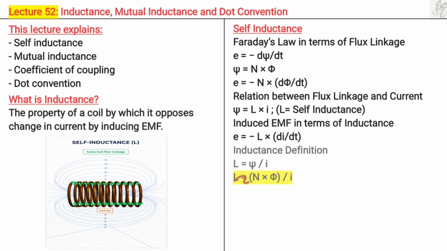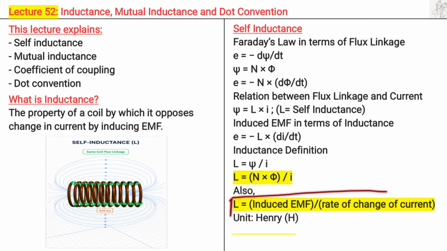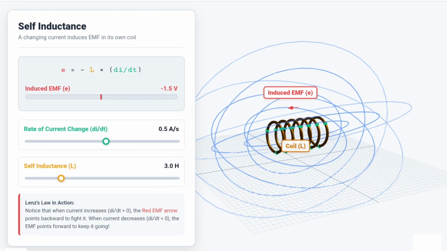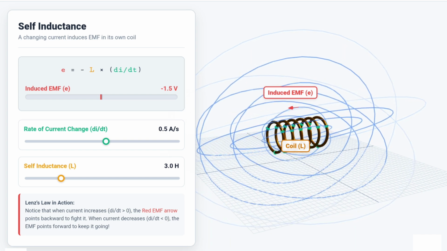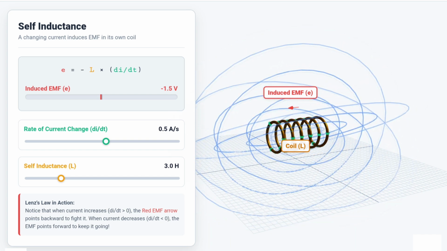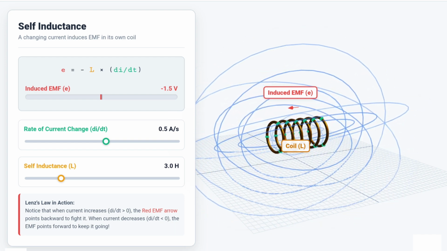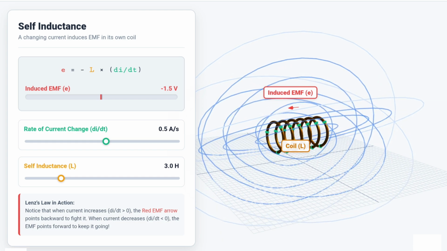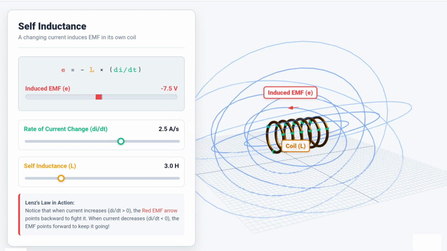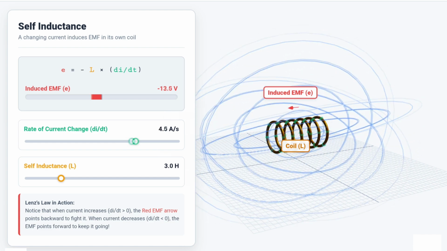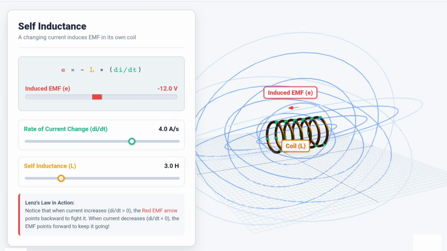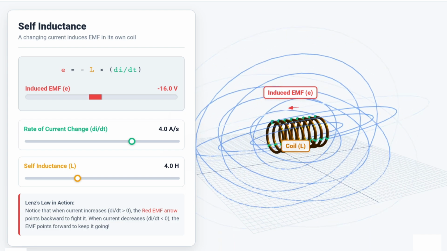From here, we can say that self-inductance is simply equal to n phi by i, or induced EMF divided by rate of change of current. The unit of self-inductance is Henry. So let's see the animation to further understand it. So this is a coil in which the current is changing, due to which a magnetic field is produced, which is also changing in nature, and when it links with the same coil, it will produce an EMF. And if we change the rate of change of current, the EMF induced will also increase. And also, if we change the self-inductance by changing the number of turns, the EMF will be altered.